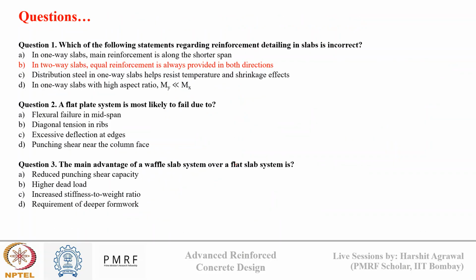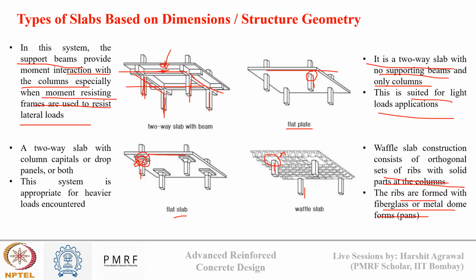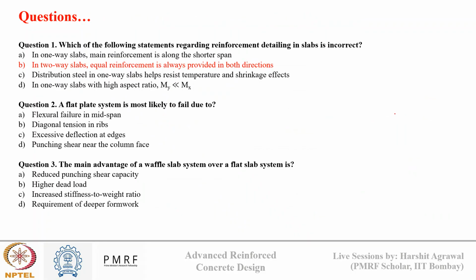Second question, can anyone tell me the answer? A flat plate system is most likely to fail due to, so in a flat plate system, which failure is critical? Punching shear. Yes, so we saw in the last slide that in a flat plate, since the slab is directly supported by the column, there can be chances of punching shear failure which can occur at the joint, and that's why they are suited just for light load applications.